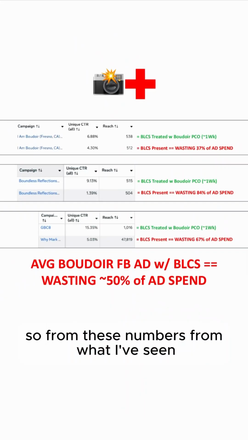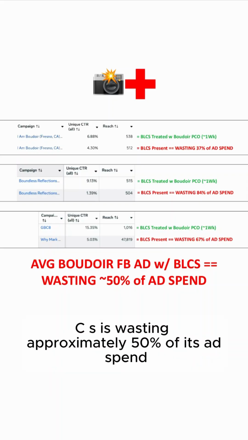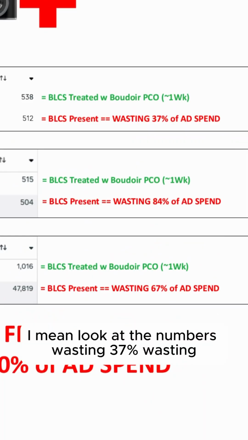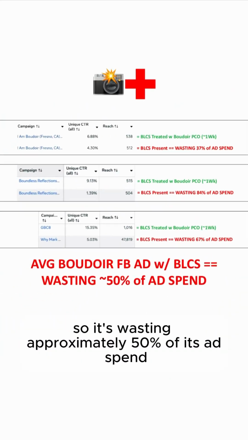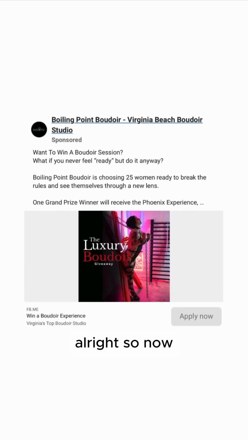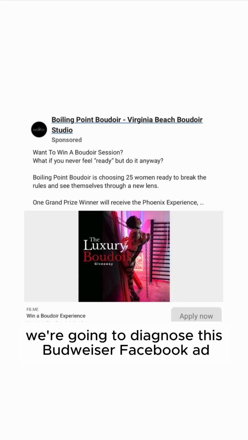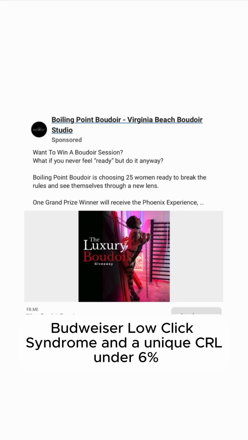So from these numbers, from what I've seen, the average boudoir Facebook ad with BLCS is wasting approximately 50% of its ad spend. I mean, look at the numbers, wasting 37%, wasting 84%, wasting 67%, so it's wasting approximately 50% of its ad spend. All right, so now we're going to diagnose this boudoir Facebook ad and see if we believe it has BLCS, boudoir low-click syndrome, and a unique CTR under 6%.